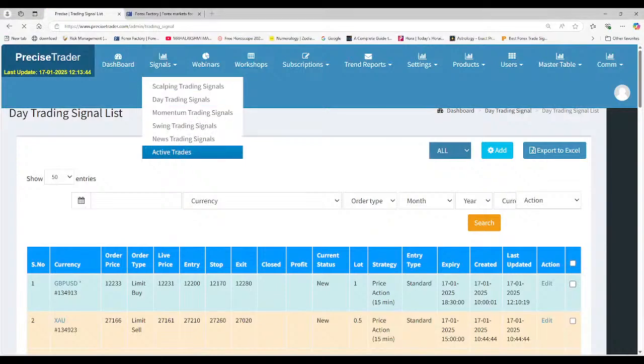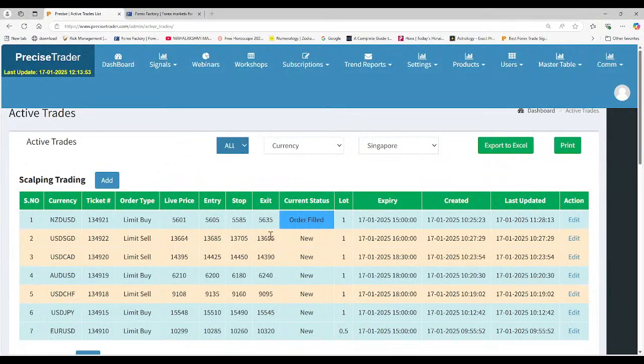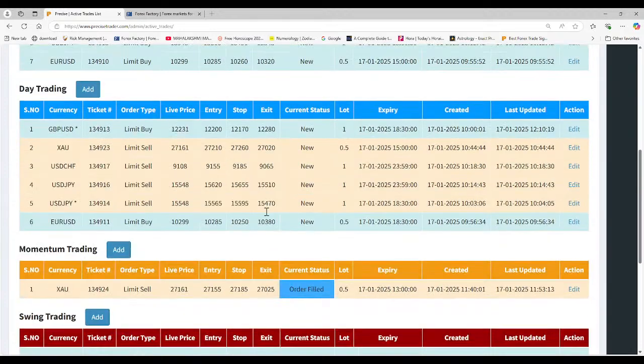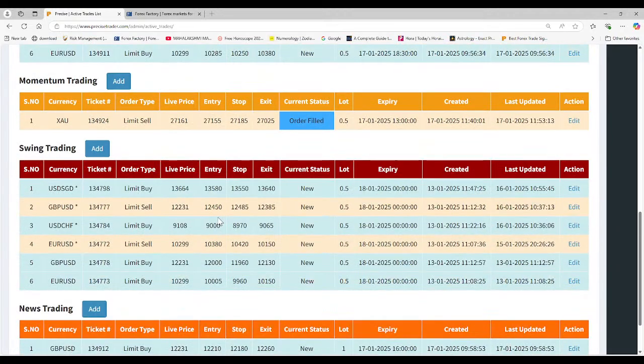So let's see what signal have we given. Okay, so we are given a selling at 155.65.